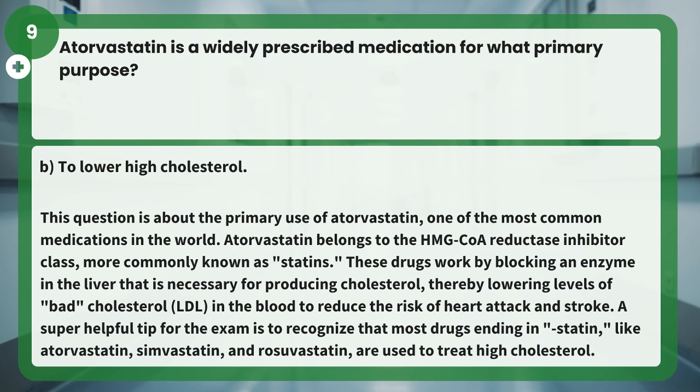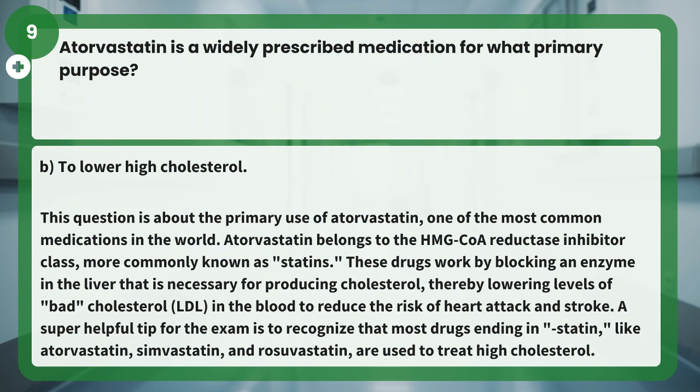Answer B. To lower high cholesterol. This question is about the primary use of atorvastatin, one of the most common medications in the world. Atorvastatin belongs to the HMG-CoA reductase inhibitor class, more commonly known as statins. These drugs work by blocking an enzyme in the liver that is necessary for producing cholesterol, thereby lowering levels of bad cholesterol, LDL, in the blood to reduce the risk of heart attack and stroke.